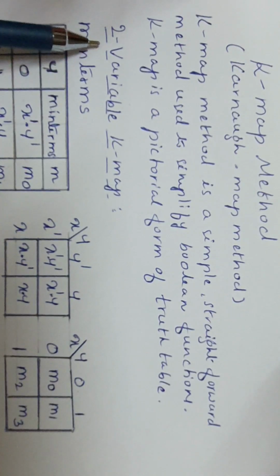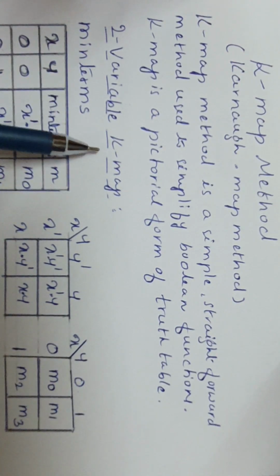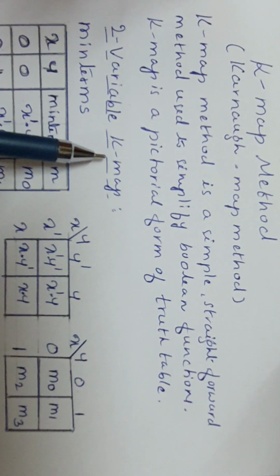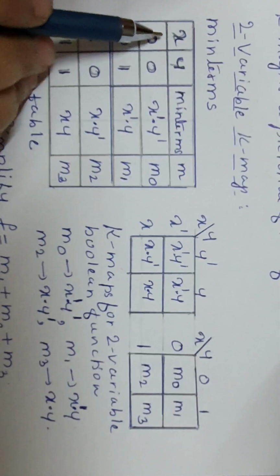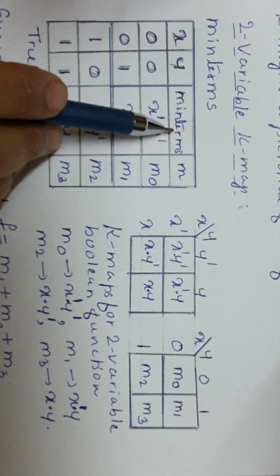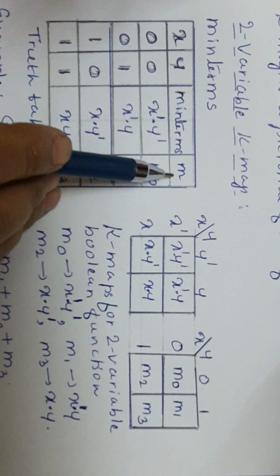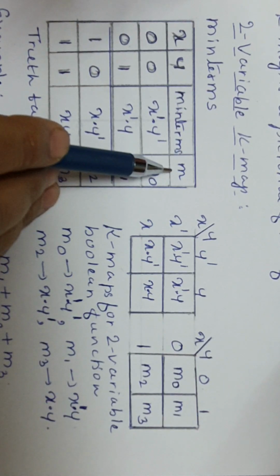In that, first we shall consider the two variable Kmap. This Kmap is used to simplify boolean functions having two variables. Let the two variables be x and y. The new term that we have to know is min term. It is represented by small letter m.